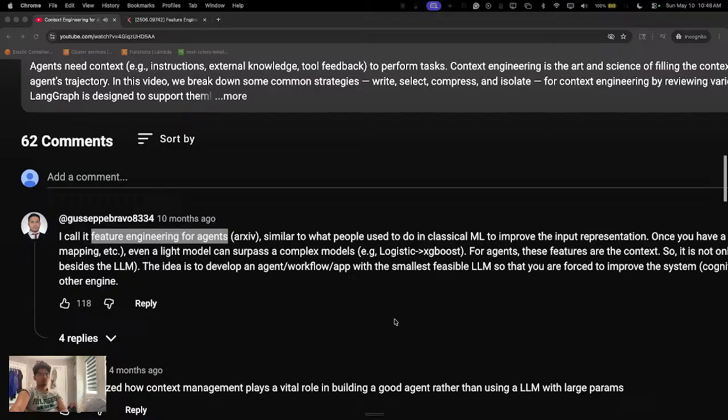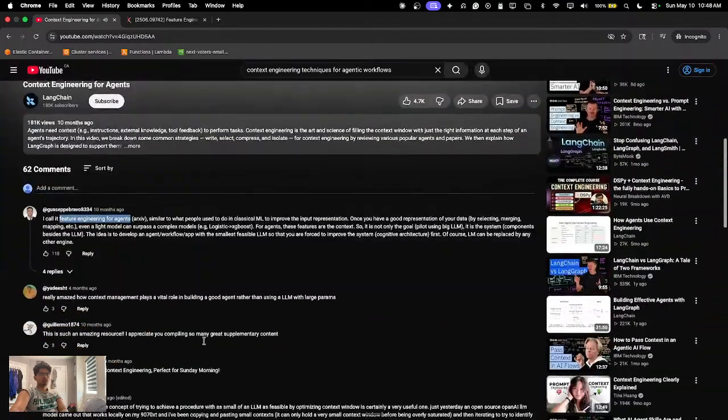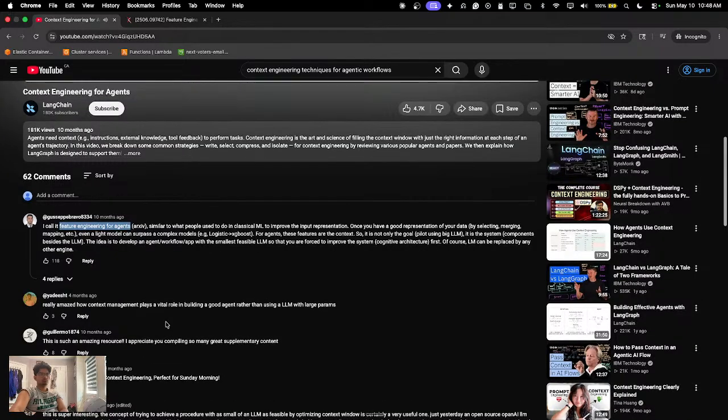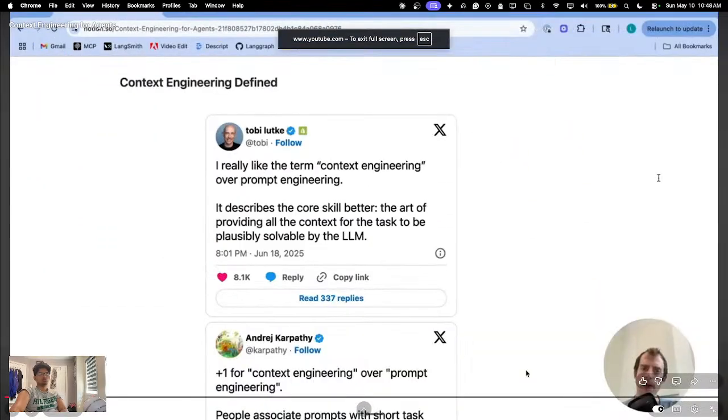I'll walk through some interesting examples of each one with popular agents that we use frequently in our day-to-day work. And I'll also talk about how LangGraph is designed to support all of these. But first, what is context engineering and where did this come from?